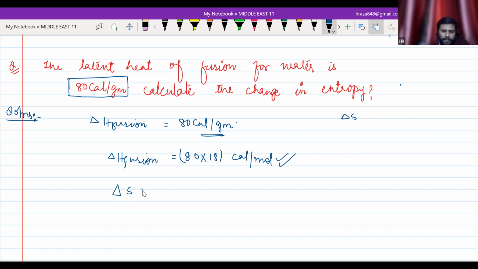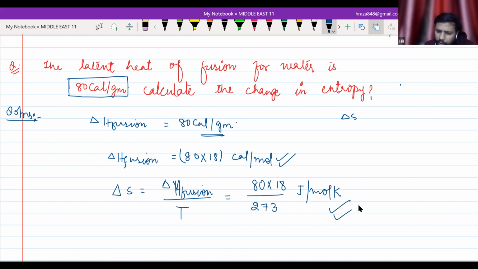So delta S has a formula: delta H fusion upon temperature. And for fusion, it is 0 degree centigrade, and it will be 273 in Kelvin. And what will it be? 80 into 18. Whatever it will be, joule per mole per Kelvin or joule per Kelvin per mole, whatever you want to write. It will be almost 5 point something joule per Kelvin per mole. And if you want to write joule per mole per Kelvin, you can write it. Is that clear, Arsalan, Fawaz, Saif?